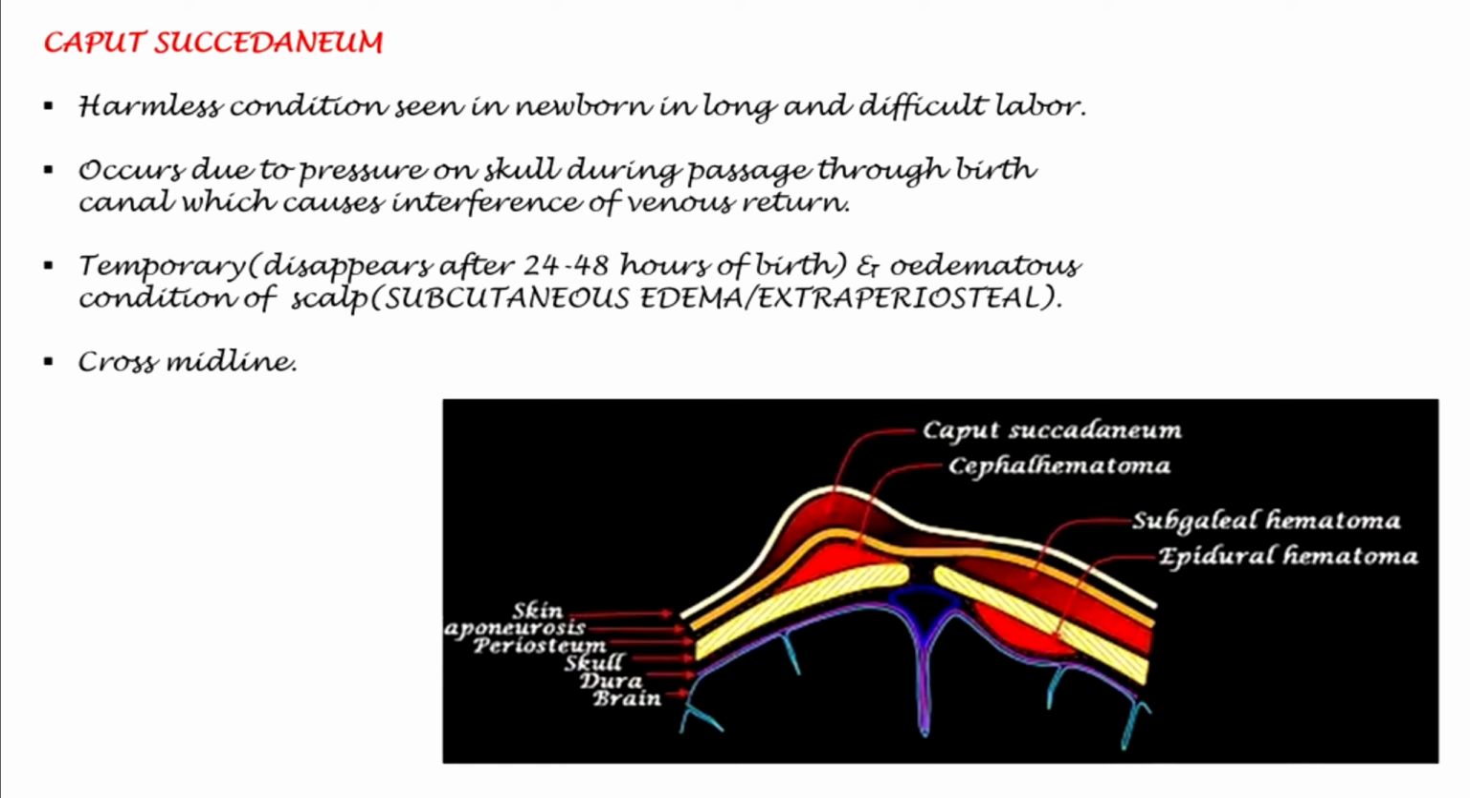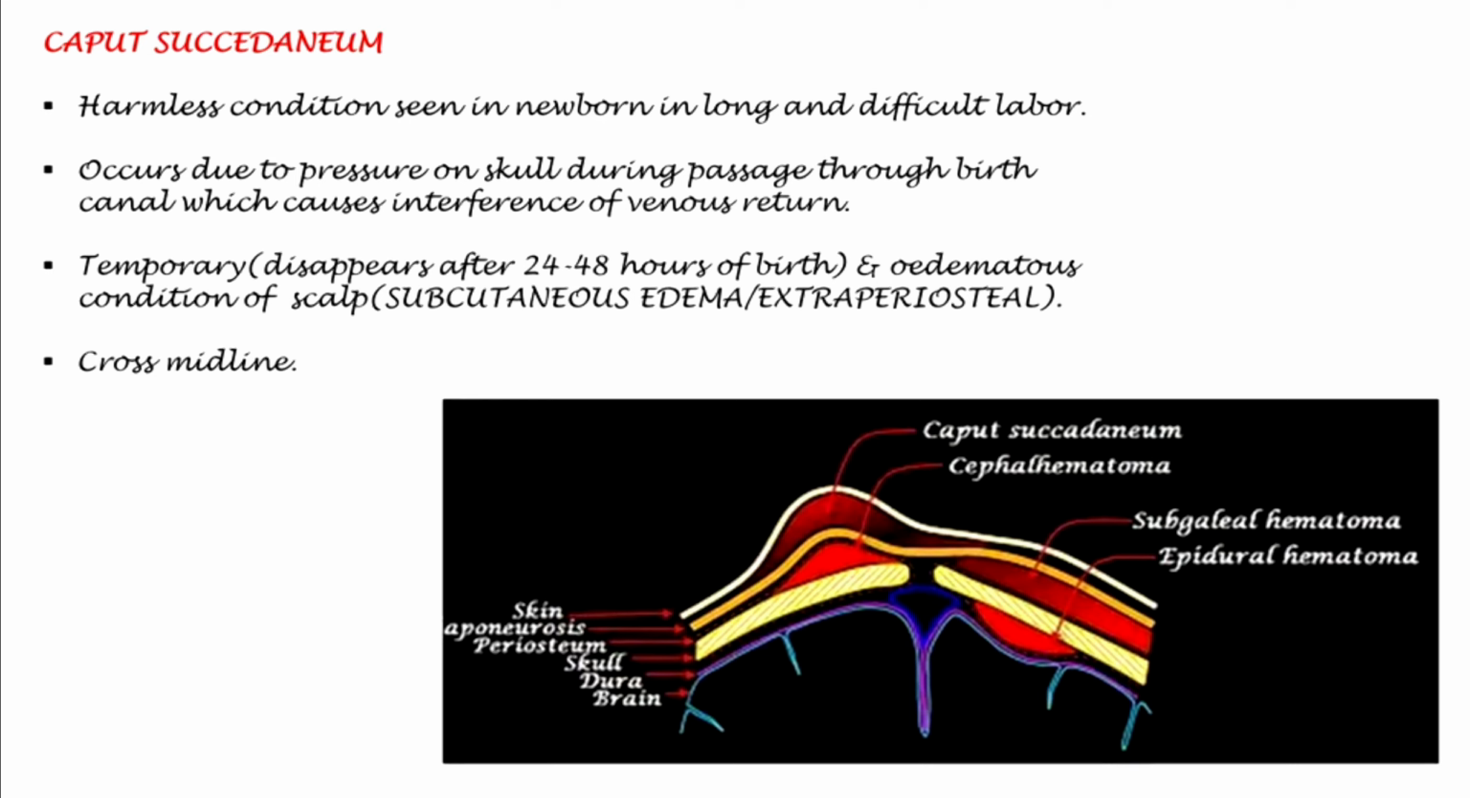It's better you make a table differentiating caput succedaneum and cephalohematoma. This can usually come as a very short answer question in your university exam. It is very important. We are now done with the 5 layers of the scalp. Now let's get into the blood supply.